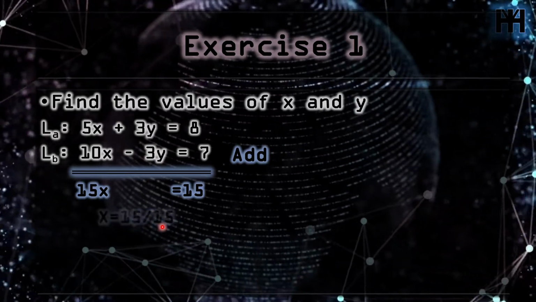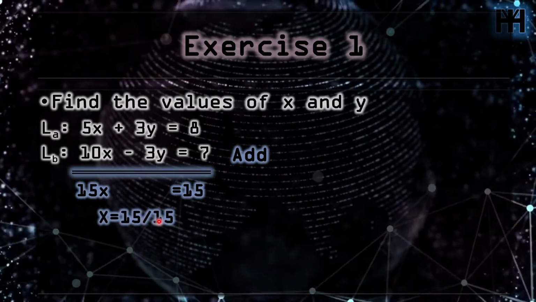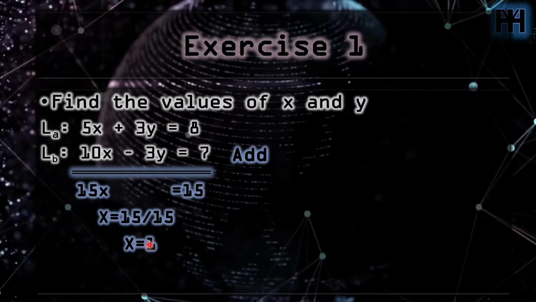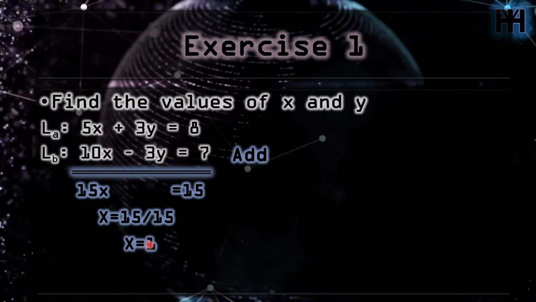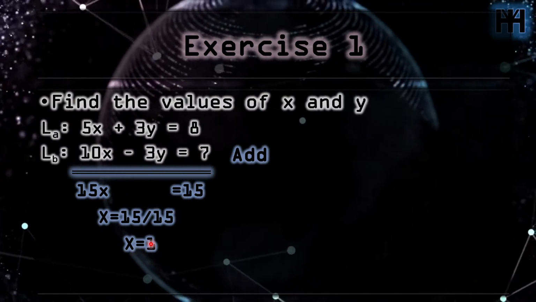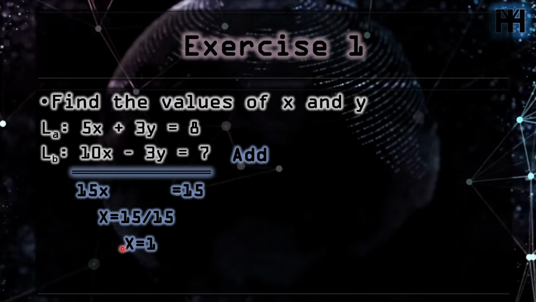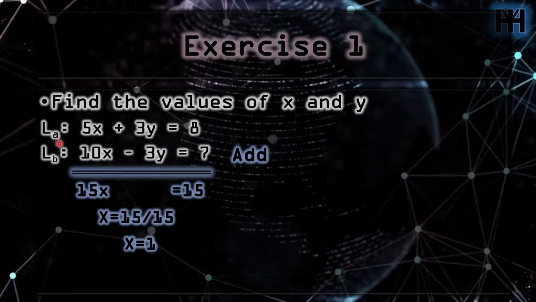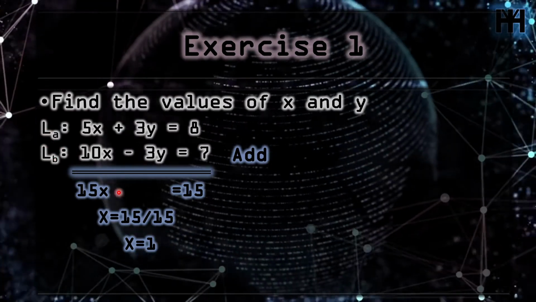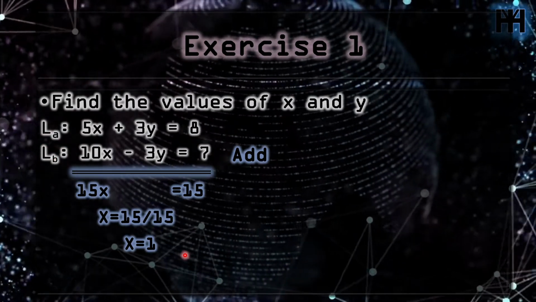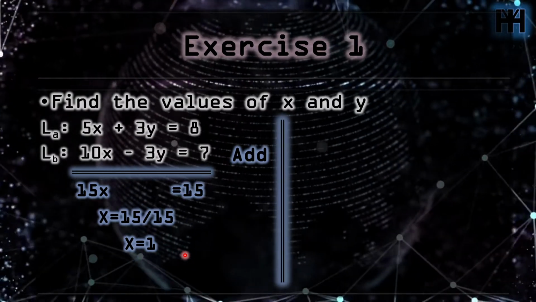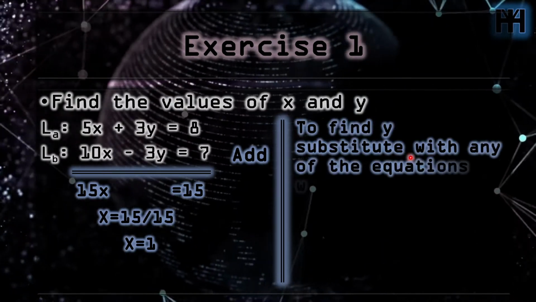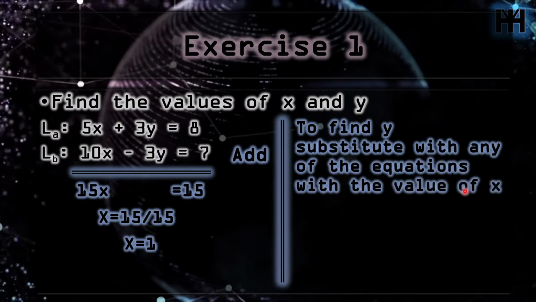So the x will be equal to 15 over 15. So the x is equal to 1. Okay. We have successfully got one of the variables. We can now substitute in any of these two equations, either it's LA or LB, to know the value of y. To find y, substitute with any of the equations with the value of x.